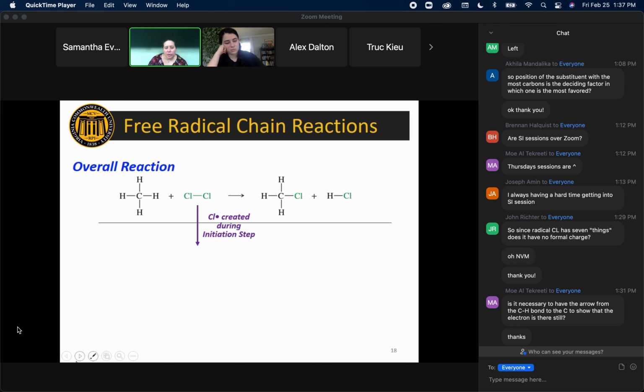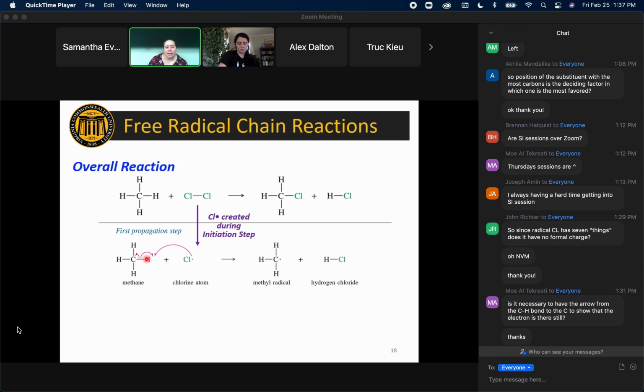So first, we need to create a chlorine radical. That's the initiation step, where we take light or heat and we break that chlorine-chlorine bond to get a chlorine radical. Then in the first propagation step, we're going to make a new bond between the chlorine atom and this hydrogen atom. So another way to say this is that the chlorine atom will abstract a hydrogen atom from methane.